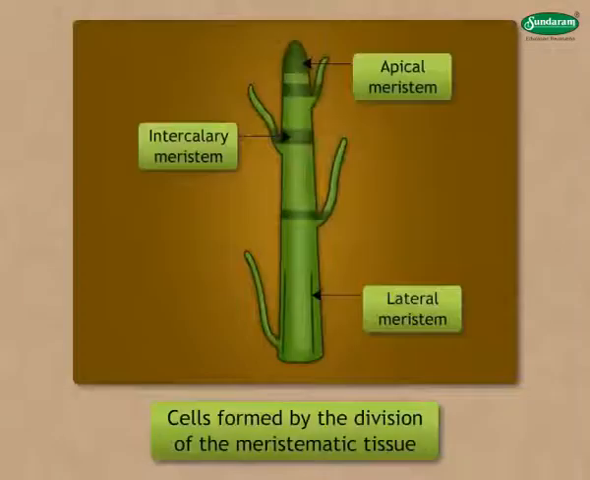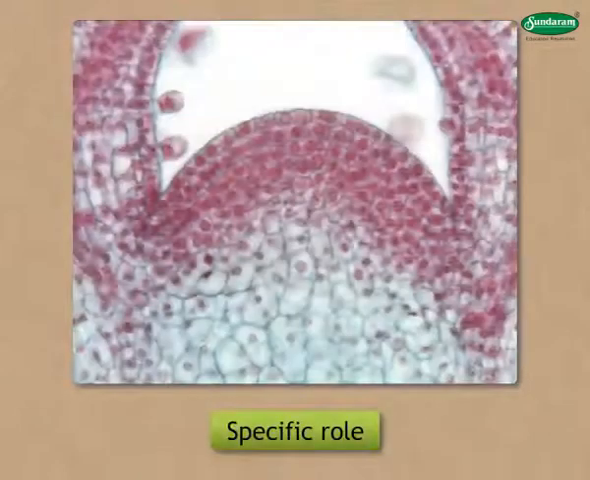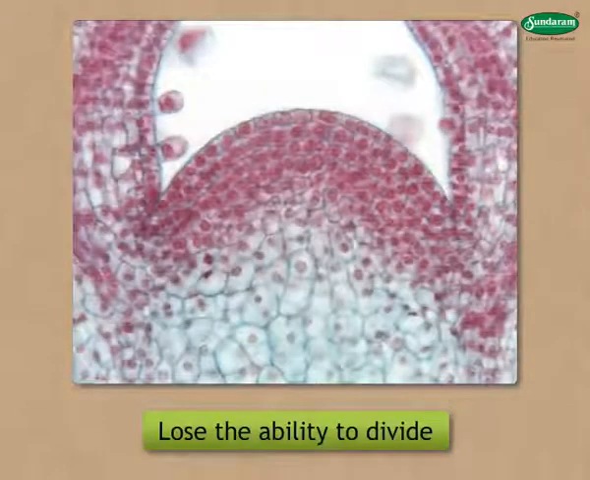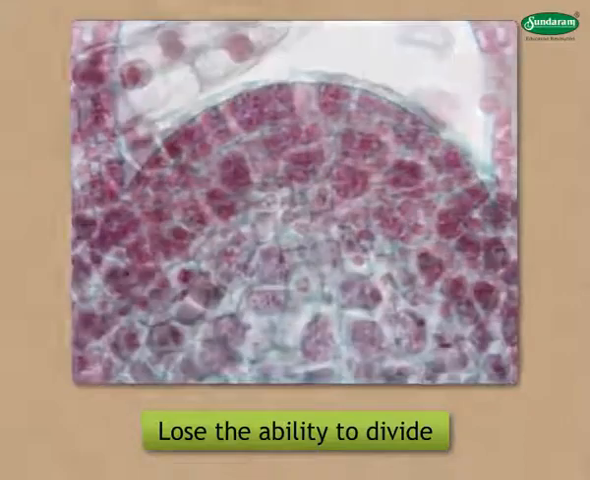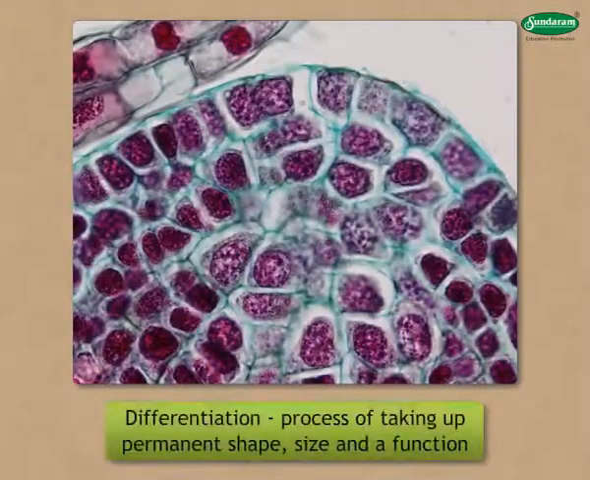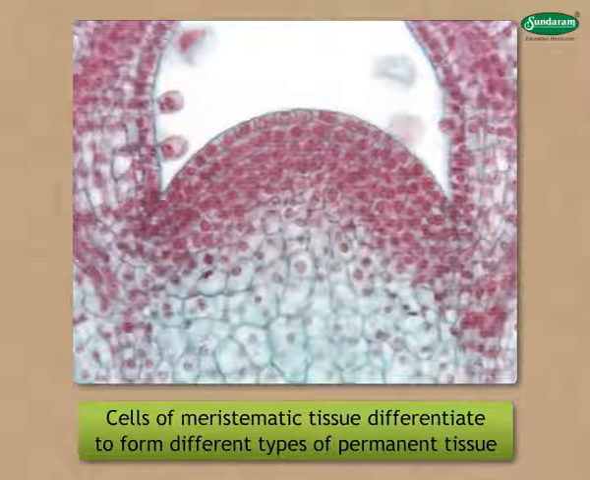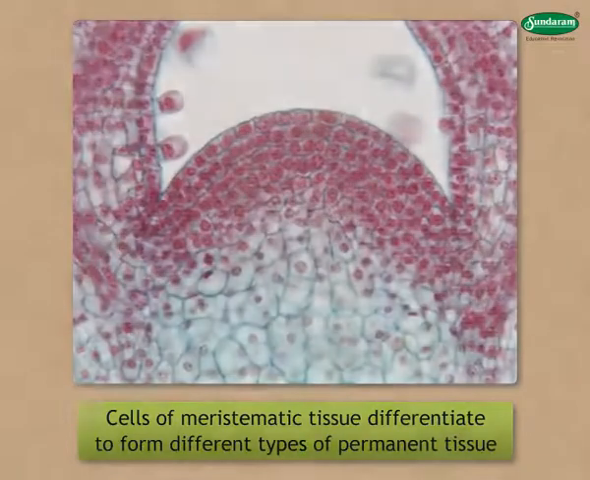Permanent tissues. The cells formed by the division of the meristematic tissue take up a specific role and lose the ability to divide. As a result, they form a permanent tissue. This process of taking up permanent shape, size, and a function is called differentiation. Cells of meristematic tissue differentiate to form different types of permanent tissue.